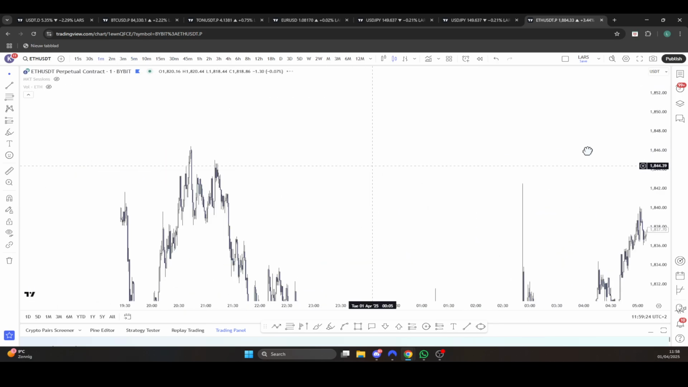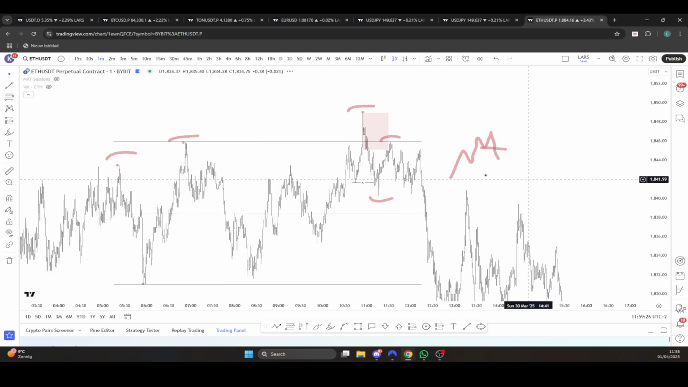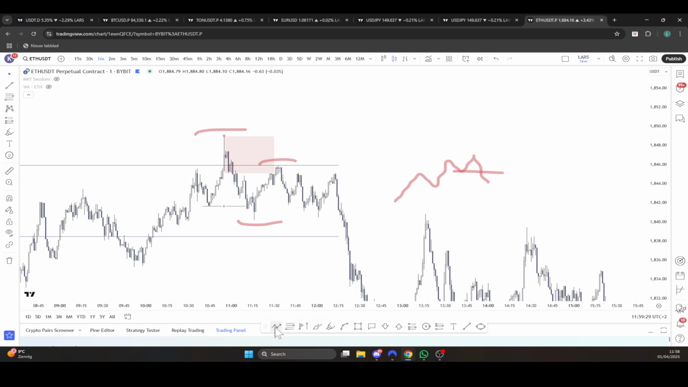So if I go on the lower time frame right here, you can see that price following the 6 candle rule made a high and a higher low for the higher high. And right here, you got that break of structure.